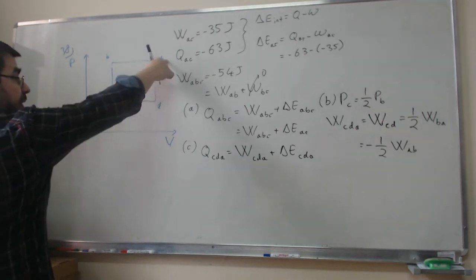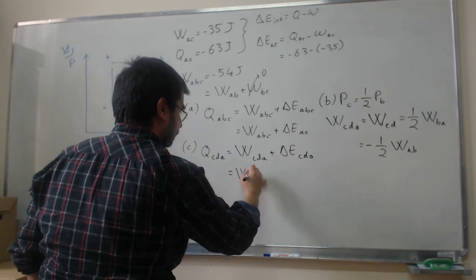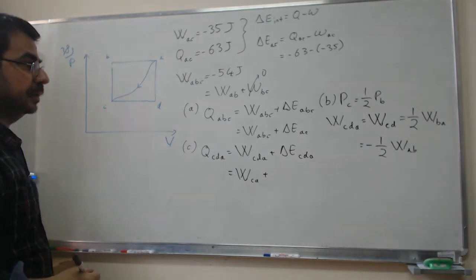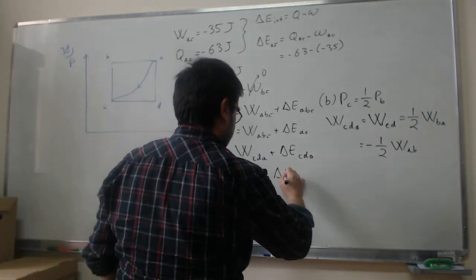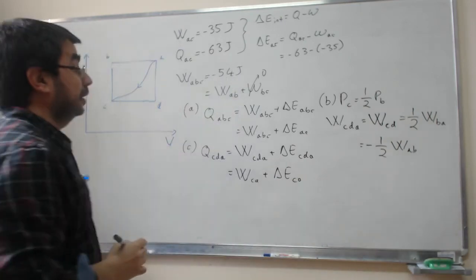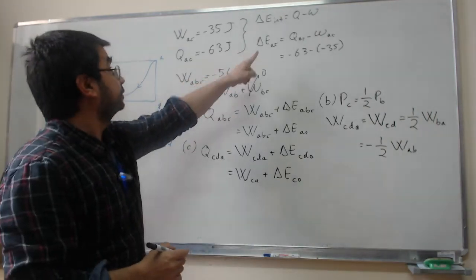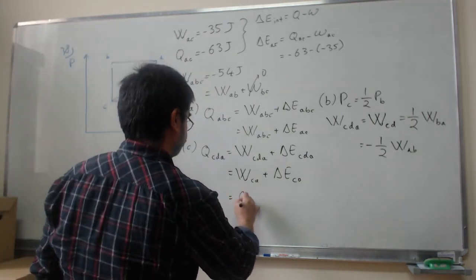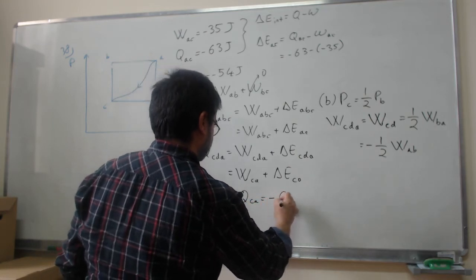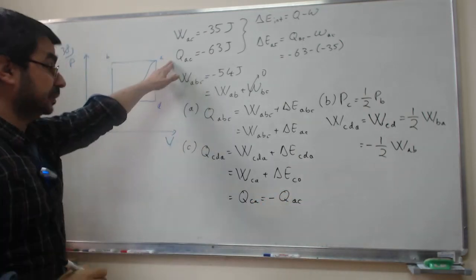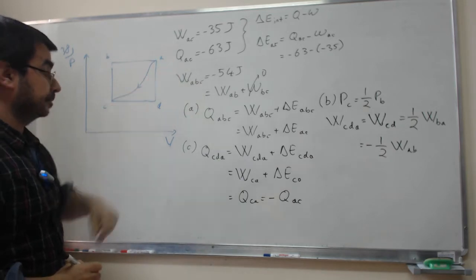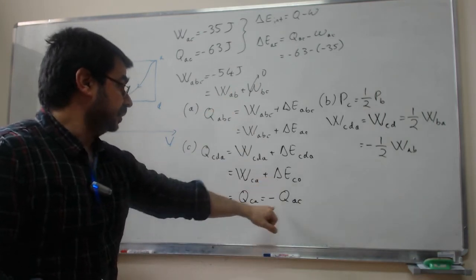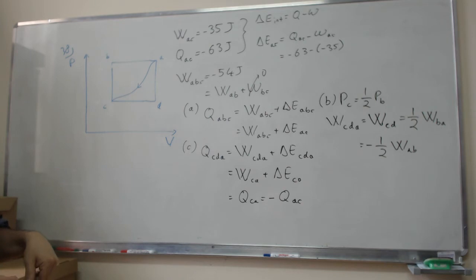Again, the work done from D to A is 0. So this is just W CA. Plus, E is a state function, so it doesn't matter that I'm actually going through D. It's just going to be delta E CA. And that is just negative this, and this is just negative that, right? So this is actually Q CA, which is just negative Q AC, which is one of the things that's given in the problem. Okay, so just by the first law of thermodynamics, this corresponds to Q CA, and then if I change the initial and final state, I just pick up a negative sign.